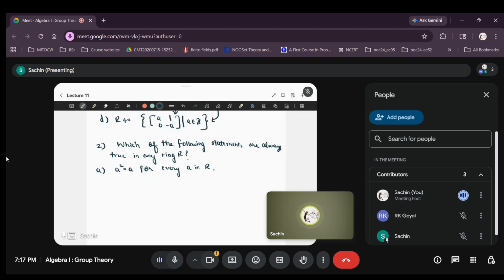So this is asking which of the following statements are always true in any ring R. So this statement is not always true. It's true for some values of A and not true for some values of A. So overall, it's a false statement.